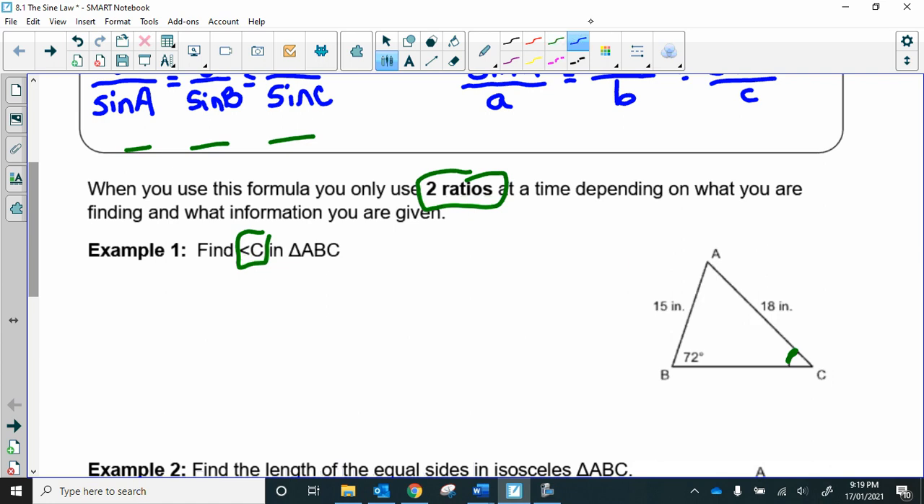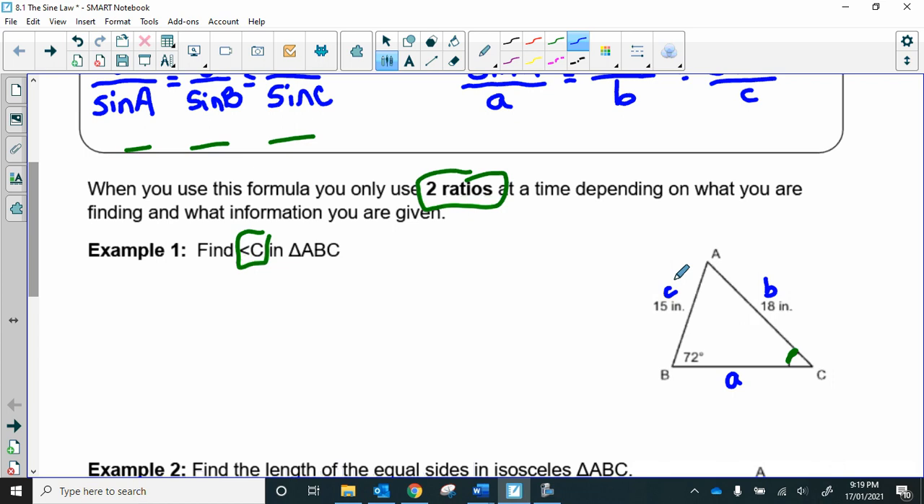Let's go ahead and label the sides here. We have capital A, capital B, capital C for our angles. The little letters go directly across. Directly across from big A is little a, that's the side a. Directly across from big B is little b, and directly across from big C is little c. So we've labeled the angles and the sides.